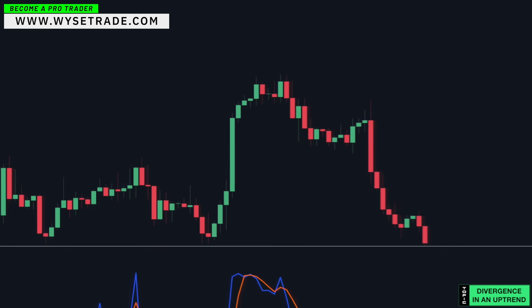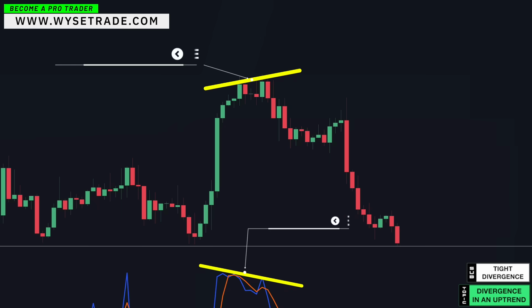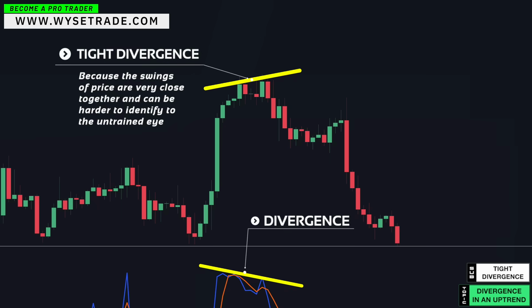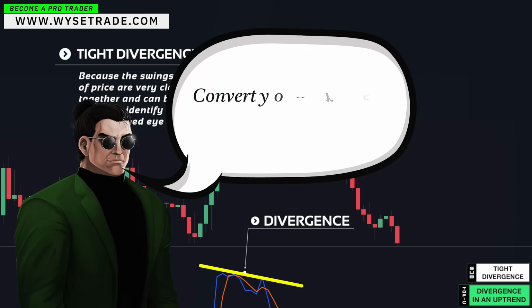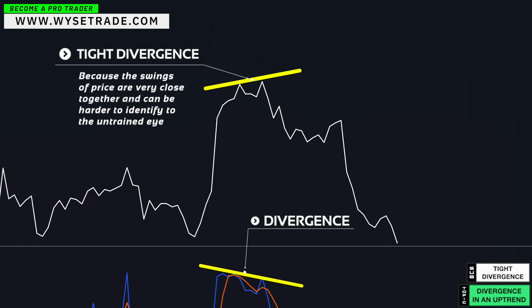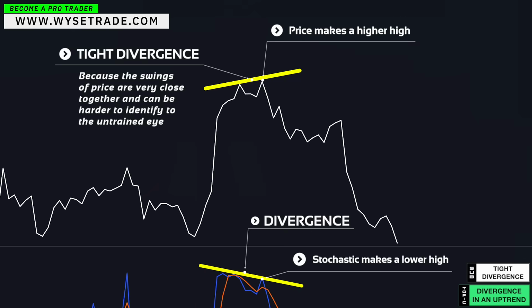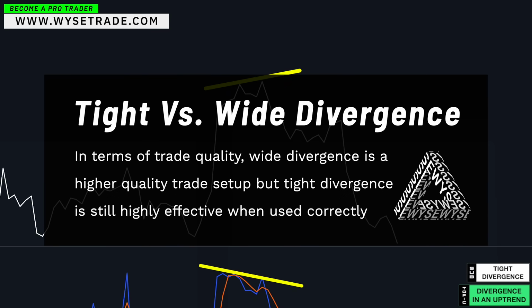Now, there's also a variant called tight divergence. This here is tight divergence because the swings of price are very close together and can be harder to identify to the untrained eye. If you are just starting out and finding it hard to identify tight divergence, convert your candlestick chart to a line chart. You can now clearly see that price is making a higher high, whereas the stochastic is making a lower high, which is divergence. In terms of trade quality, wide divergence is a higher quality trade setup, but tight divergence is still highly effective when used correctly.